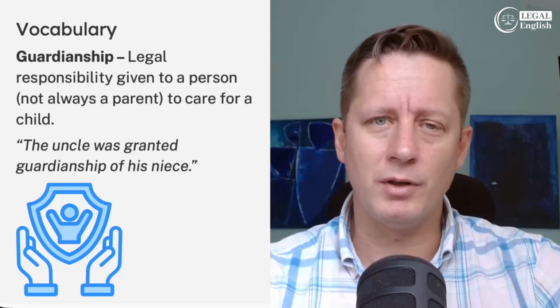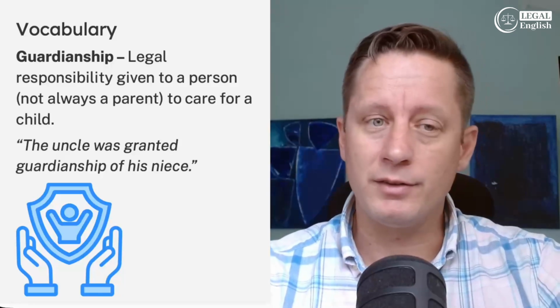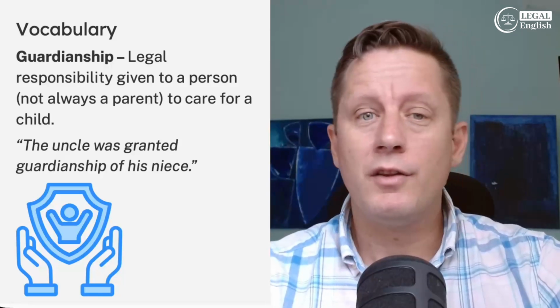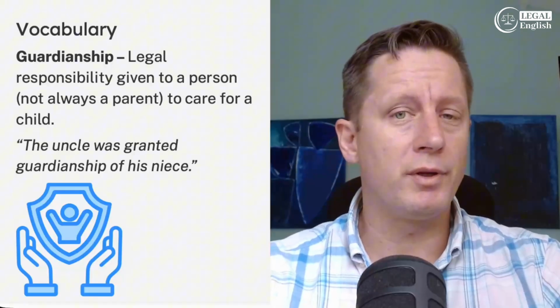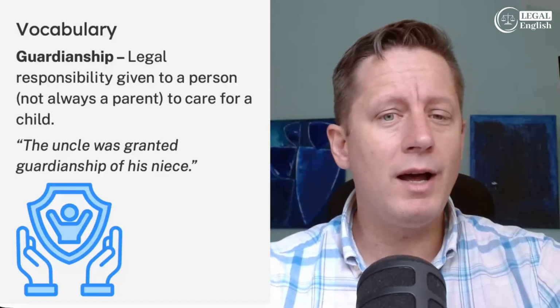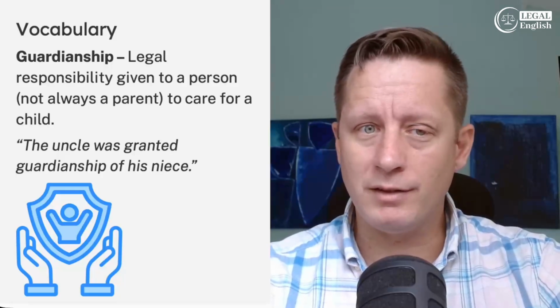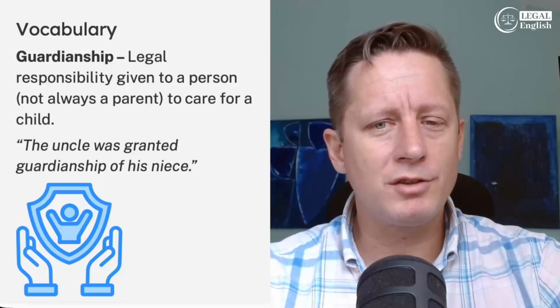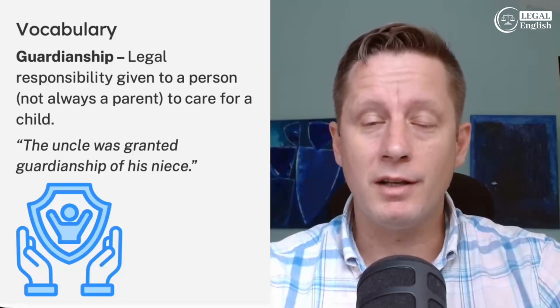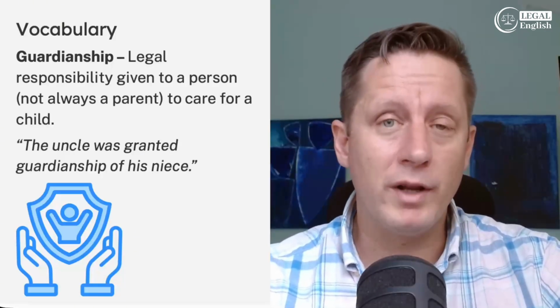Let's look at a story. A young girl's parents die in an accident. The court grants guardianship to her aunt, who now has the legal duty to care for her. The lawyer explains, "Guardianship protects children when parents cannot fulfill their role for whatever reason."